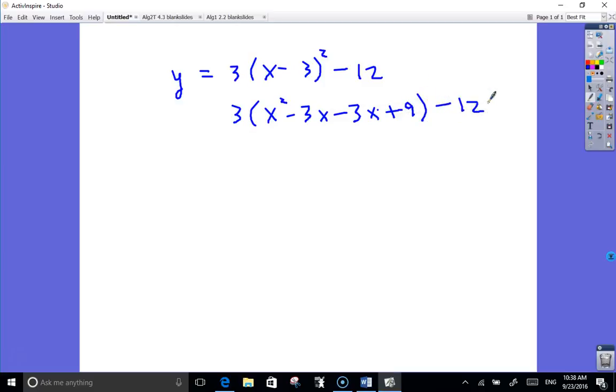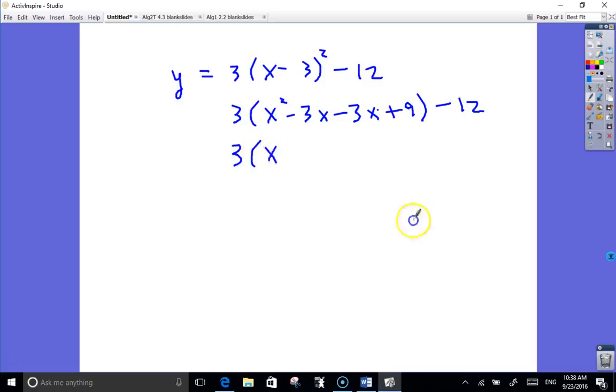Okay, that's if I just do the FOIL. I get those 4 terms. Some of you then distributed the 3 before you actually combined like terms. You don't carry around negative 3x minus 3x. That's negative 6x. Okay, that's kind of a silly error. Combine like terms before you distribute. So it should have been like this.